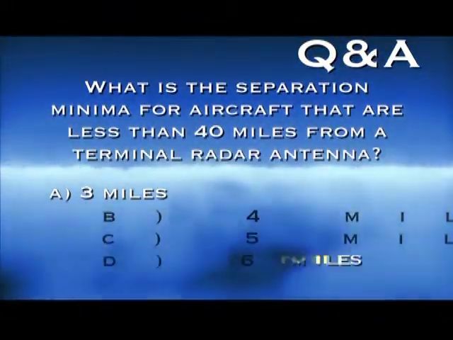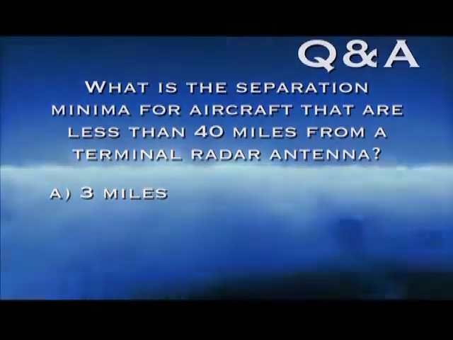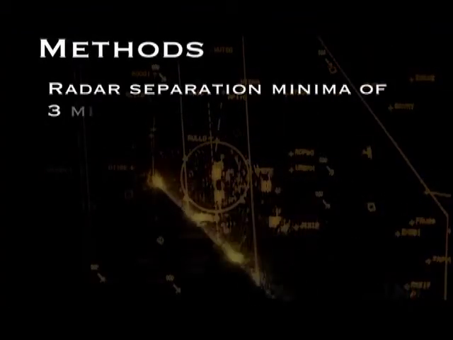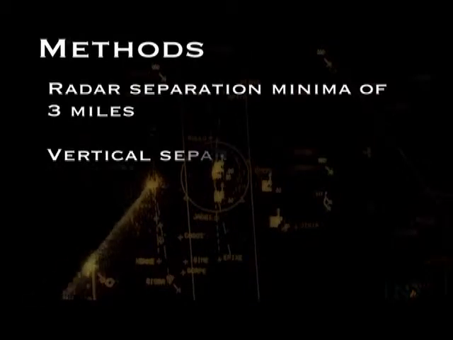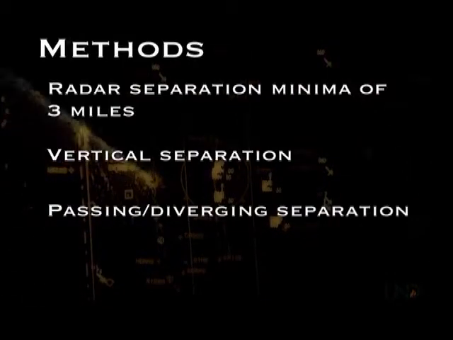The answer is A, 3 miles. There are basically three types of separation you can use: the radar separation minima of 3 miles, vertical separation, and passing or diverging separation.